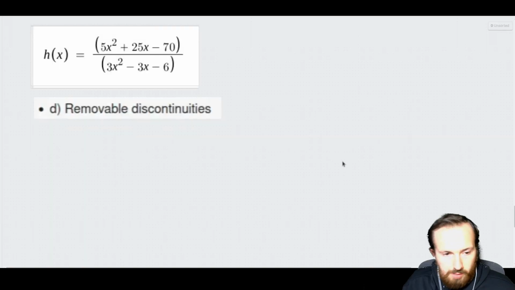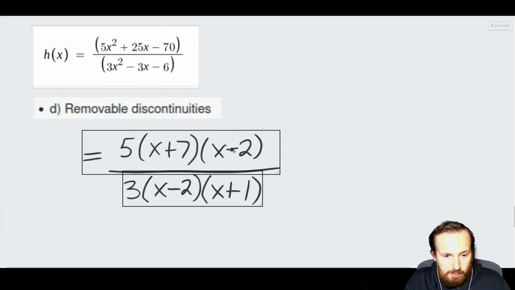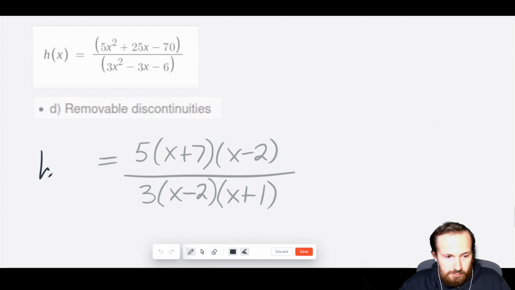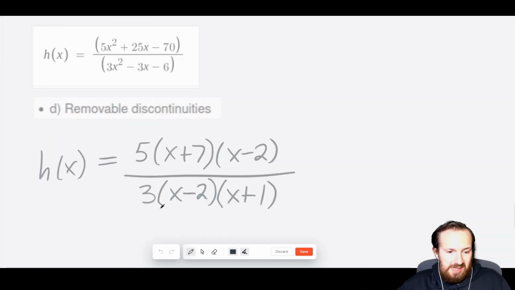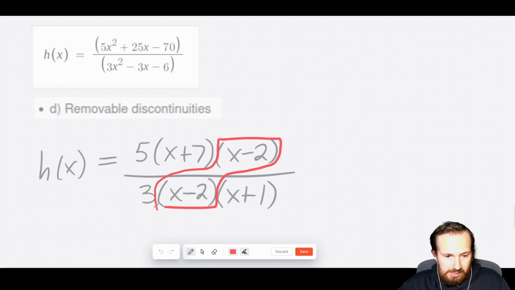Okay, so if we're trying to find removable discontinuities, we've kind of already discussed this, but basically you're going to want things to be in factored form. We've already factored it previously, so we don't have to redo that work. A removable discontinuity is any factor that you have in the numerator and denominator with the same multiplicity. In this specific problem, hopefully it's clear that x equals 2 does that. So we have a removable discontinuity, or a hole, at x equals 2.